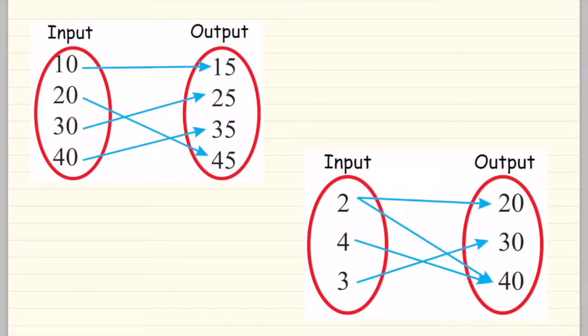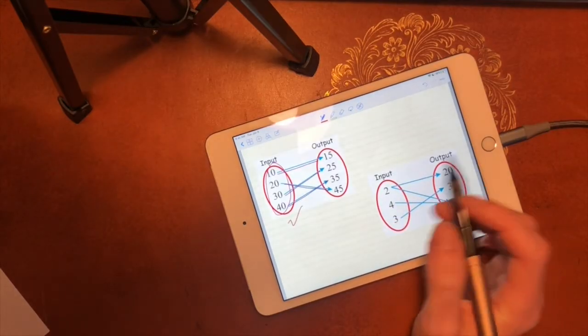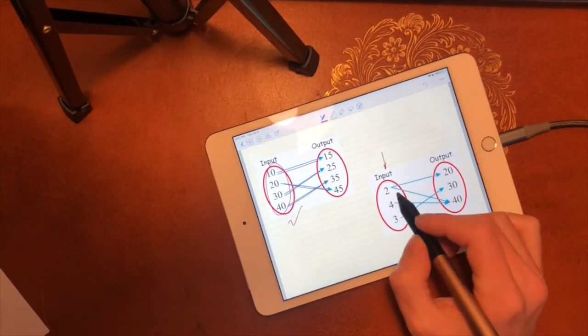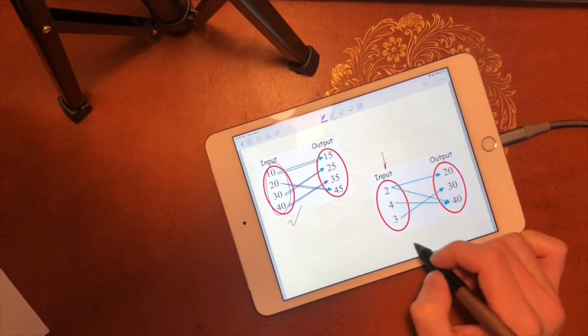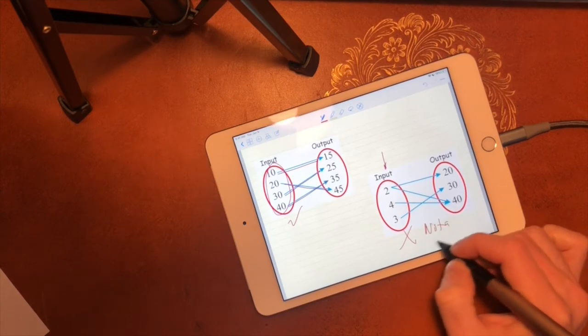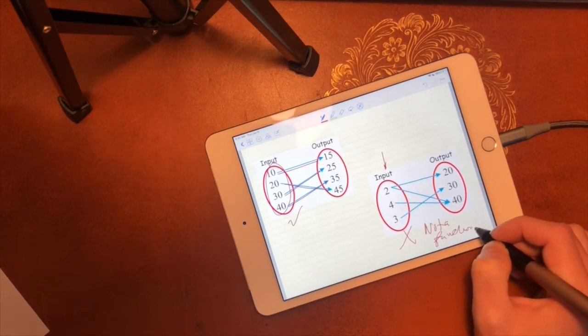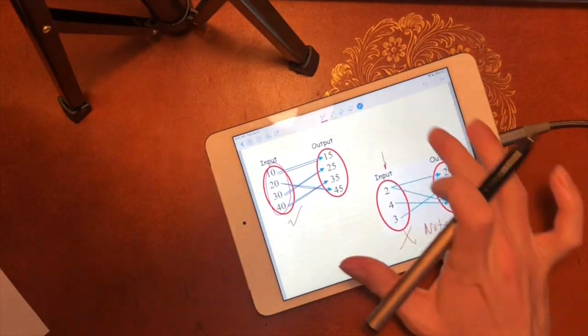Here are other examples of this. 10 goes to 15, okay. 20 to 45, 30 to 25, 40 to 35. None of those inputs repeat, so this is a function. We look at the one down here, we see input of 2 gives us 20, and input of 2 also could give us 40, so not a function. And again, that's because our x values repeat.